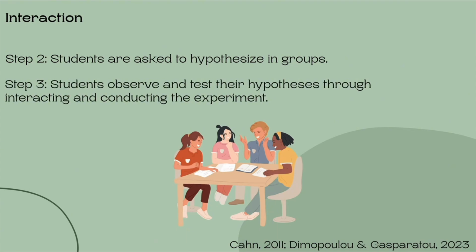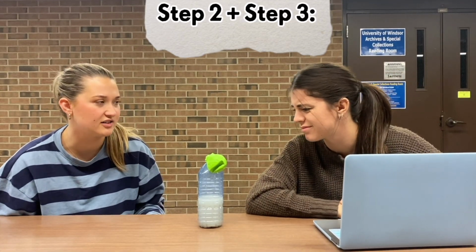Step 3. Students observe and test their hypotheses through interacting and conducting the experiment. Students continue to learn through active engagement and discussion with peers about the subject in a social context. Okay, so I think that nothing's going to happen.